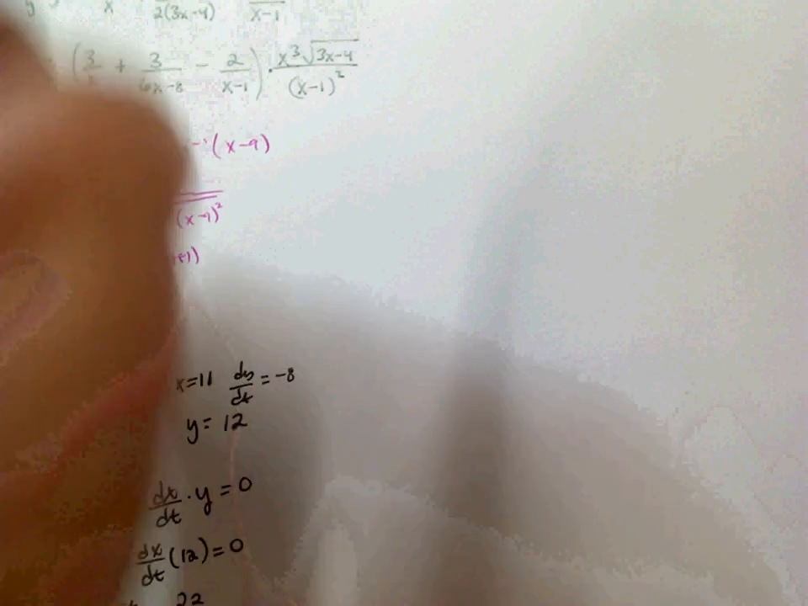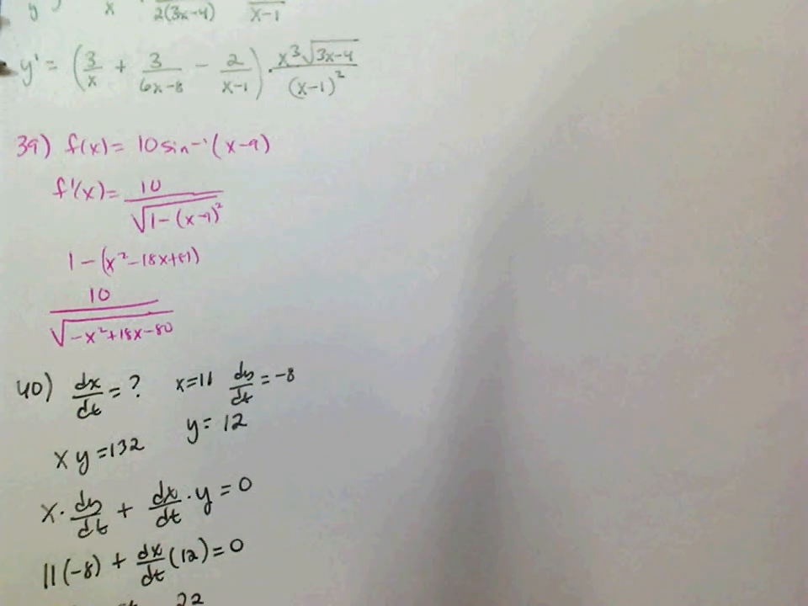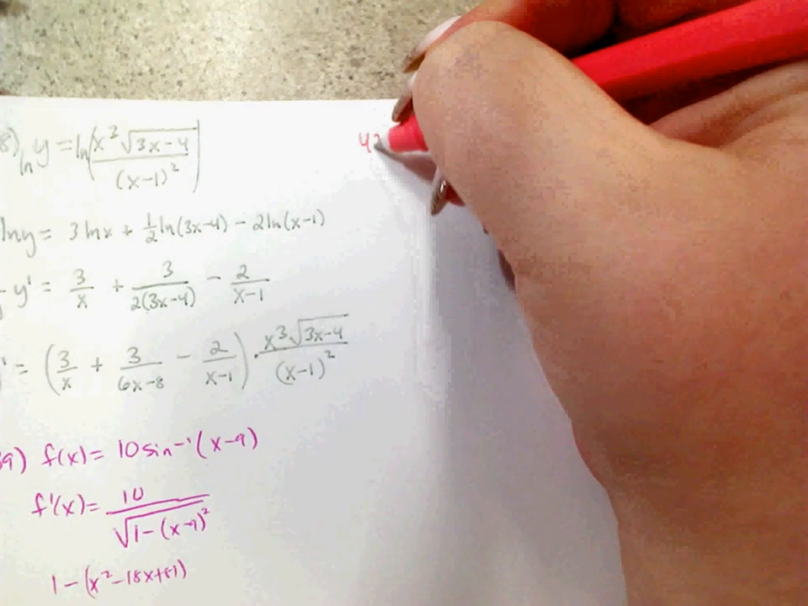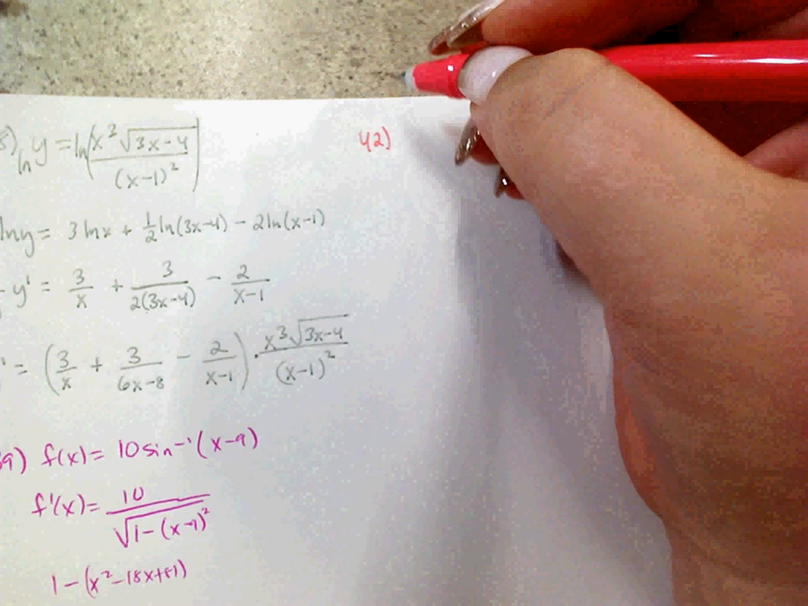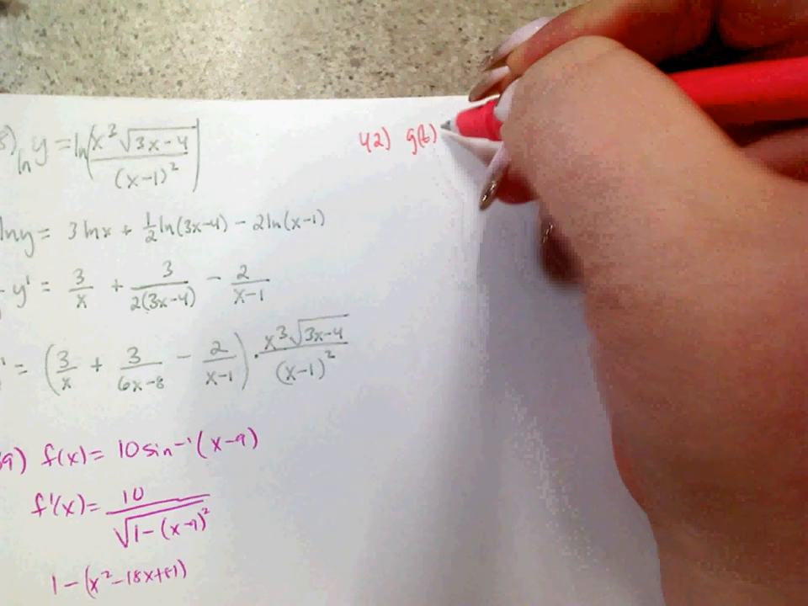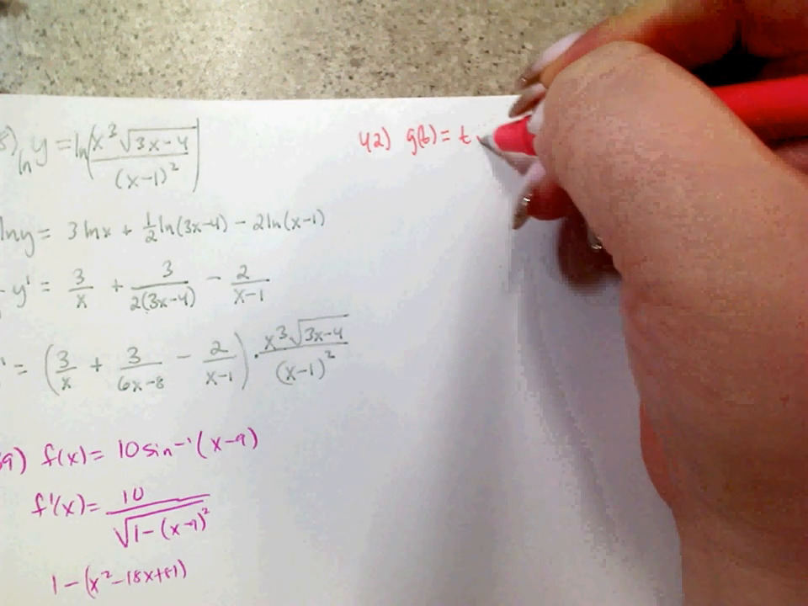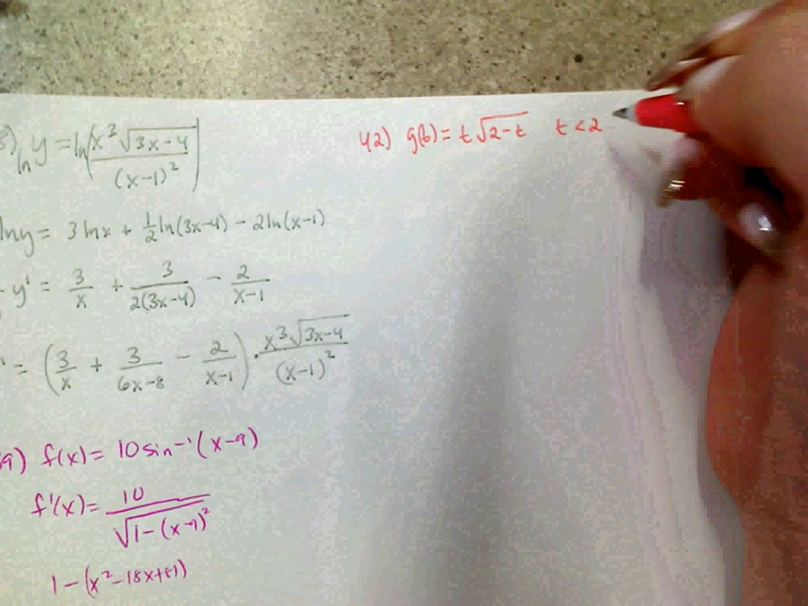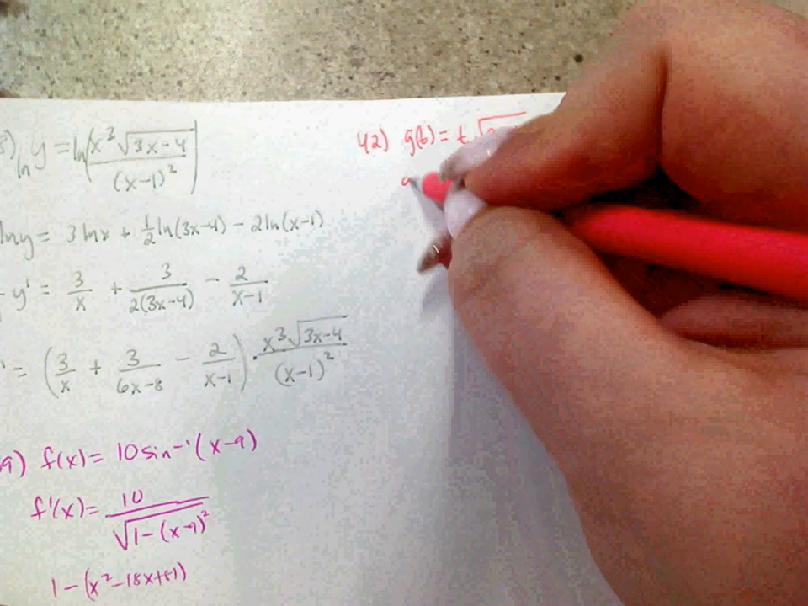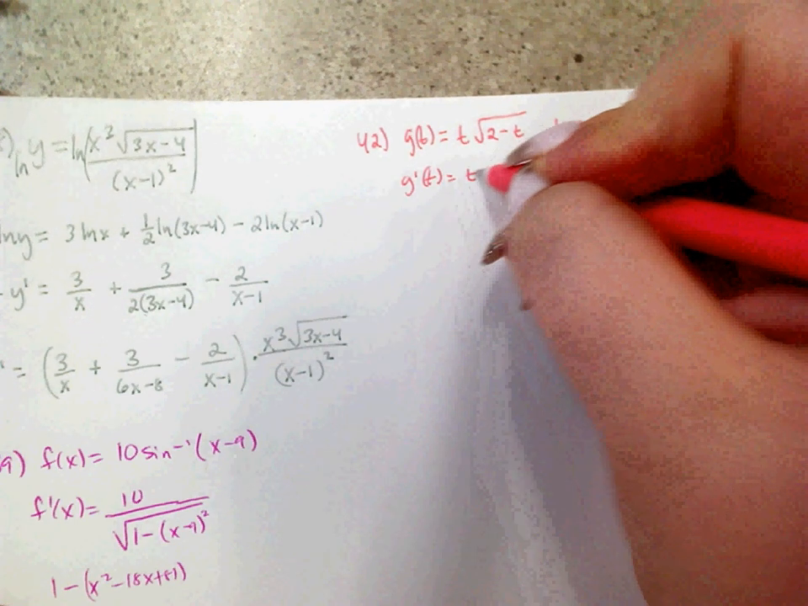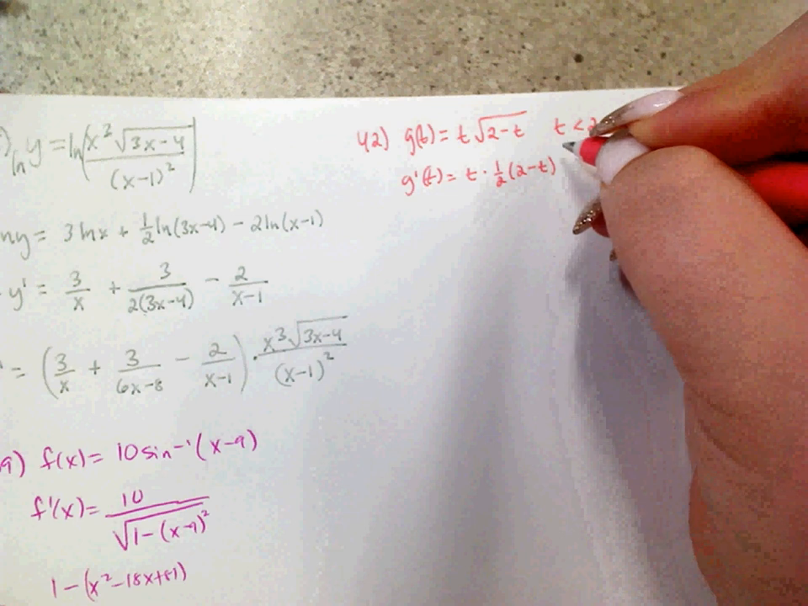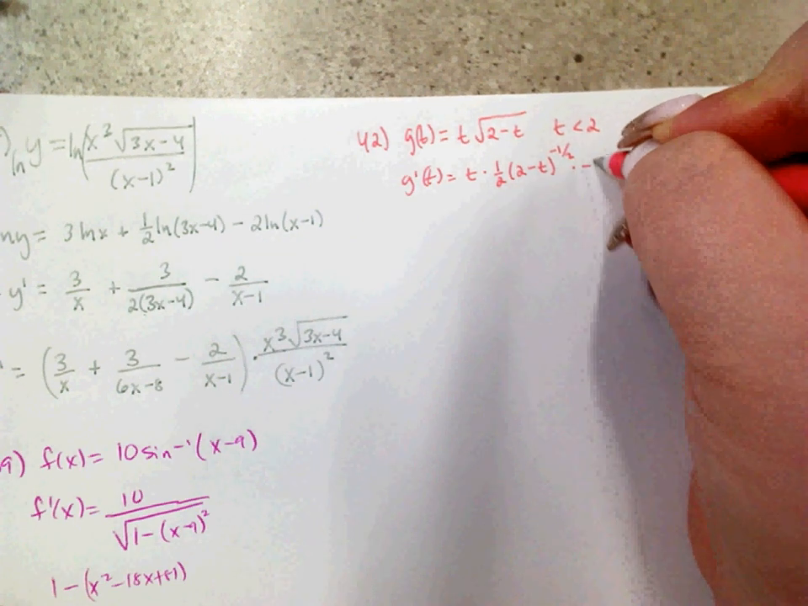Problem 42 says find any critical numbers of the function g of t equals t times the square root of 2 minus t, for t less than 2. So g prime of t equals first times the derivative of the second, which is 1/2 times 2 minus t to the negative 1/2 times the derivative of the interior, which is negative 1, plus the derivative of the first, which is 1, times the second.